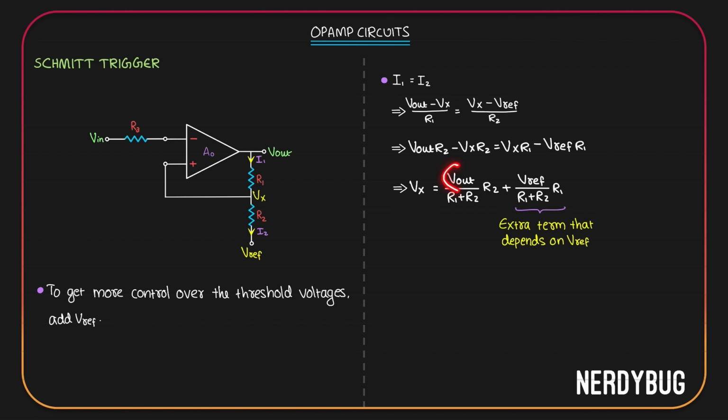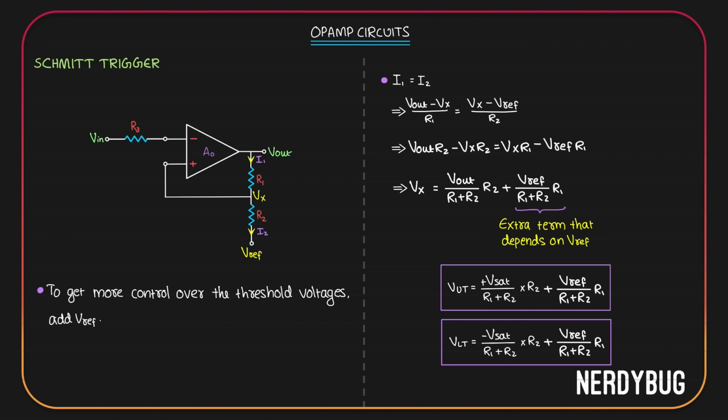Now, Vout can take two values, plus Vsat or minus Vsat. Depending on that, we can get the upper threshold voltage and lower threshold voltage. When Vout is plus Vsat, we get the upper threshold voltage. When Vout is negative Vsat, we get the lower threshold voltage. These two will not be equal and opposite.